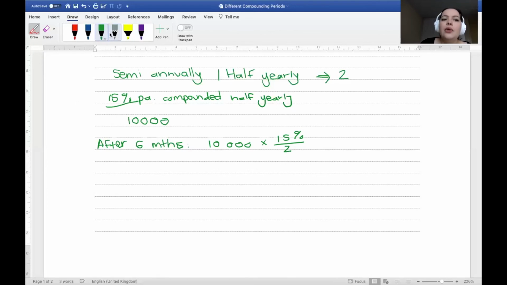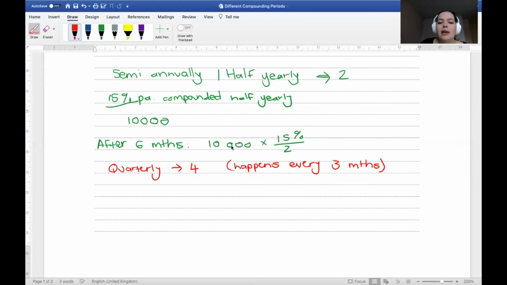All right, a few others that you might get: quarterly. Now, just be very careful, all right? It feels pretty intuitive that quarterly means that it happens 4 times a year, which means that it happens every 3 months. Then we will remember that when we take our interest rate, it'll be 0.15 or 15%, and we divide it by 4 because it happens 4 times in the year.